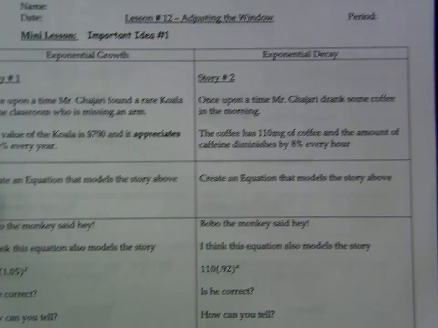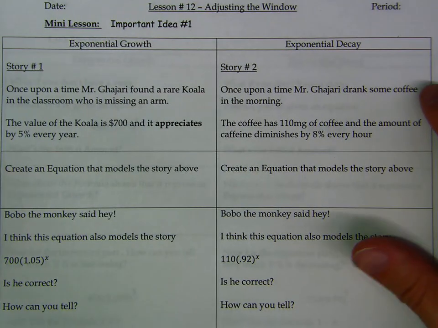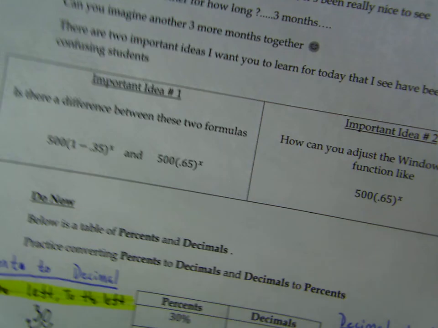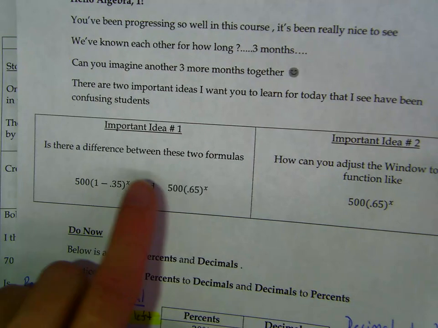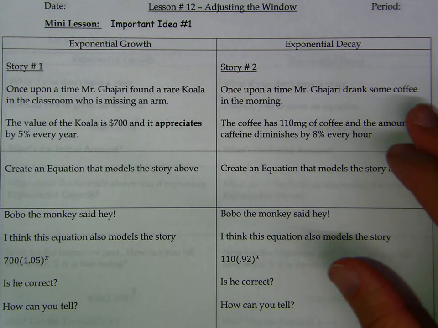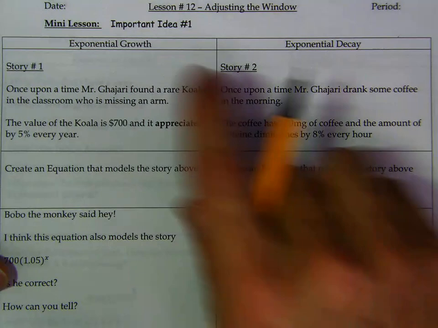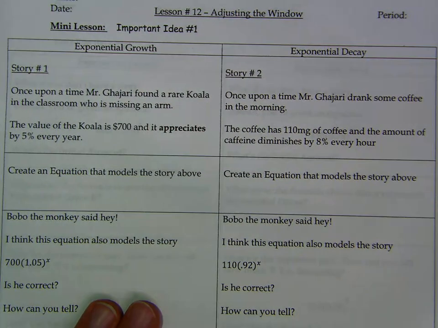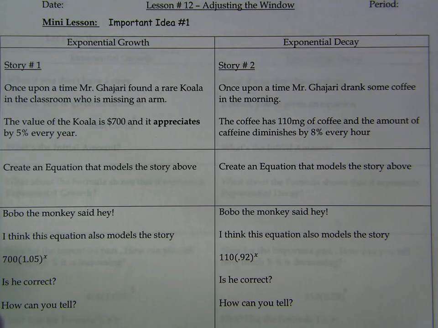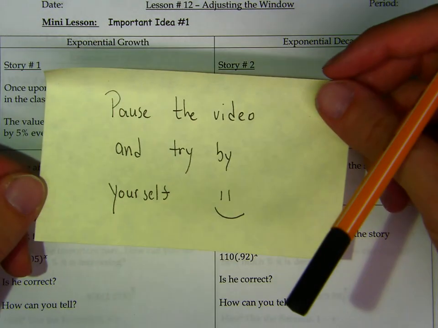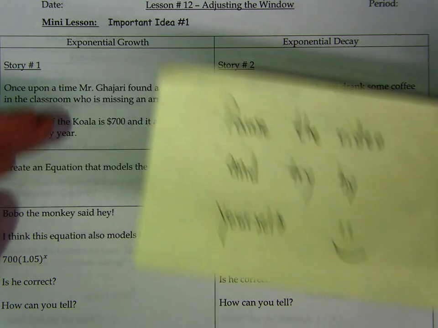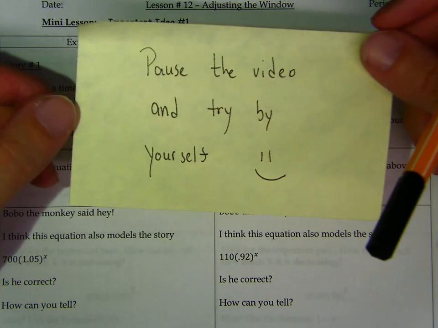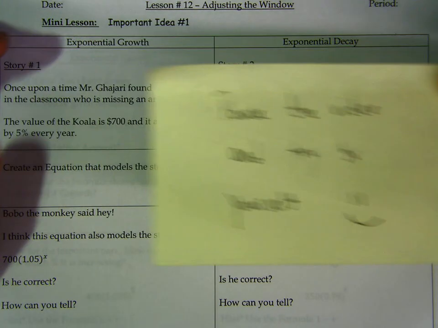Okay? So here, what I really want us to learn is that important idea number 1. It's what is the difference between these 2? And I'm going to do a really, really good job of teaching it right now. So let's take a look at the ideas. You have this side will be exponential growth. This side will be exponential decay. What I'd like you to do is pause the video and try this by yourself. If you just copy what I do, you're never going to learn, okay? You got this. Try this by yourself before I review it.